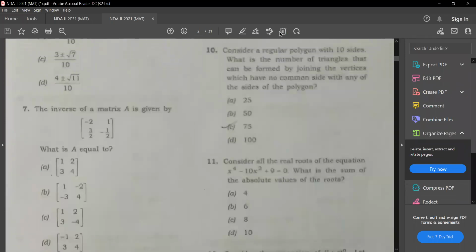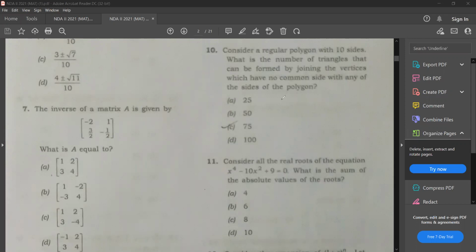Consider a regular polygon with 10 sides. What is the number of triangles that can be formed by joining the vertices which have no common side with any of the sides of the polygon? Okay, so how to proceed? How many sides are there? 10 sides are there.